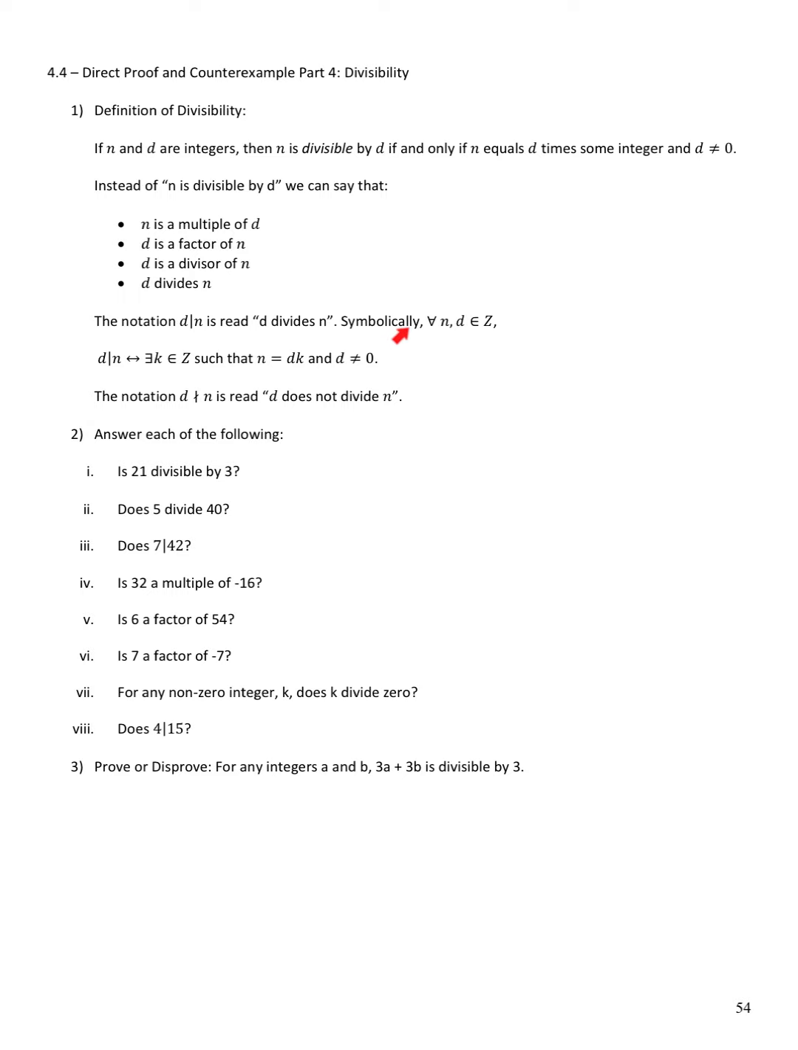And then symbolically, we would say for all n and d in Z, so for all integers n and d, d divides n if and only if there exists some k in Z such that n equals d times k and d is non-zero. So n is an integer multiple of d, with d non-zero. And if we write d and then the vertical line with a slash, we read d does not divide n.